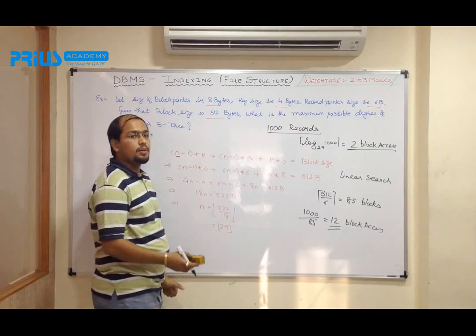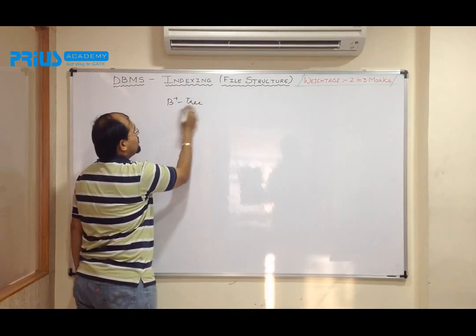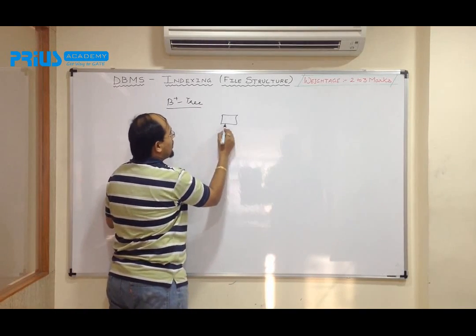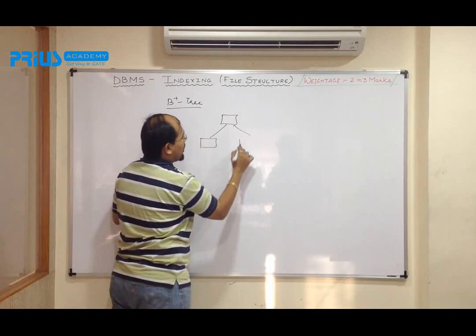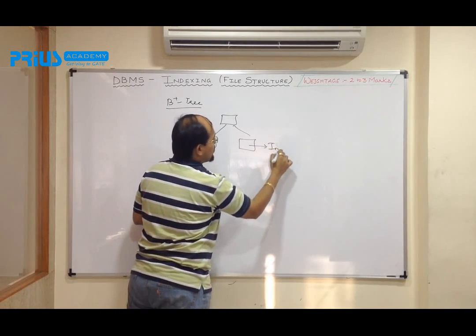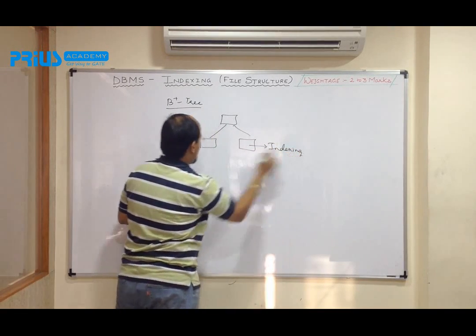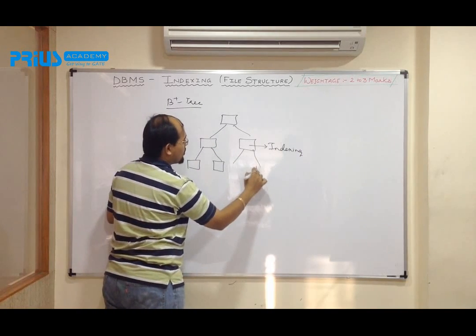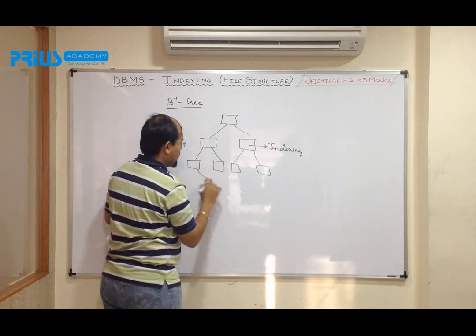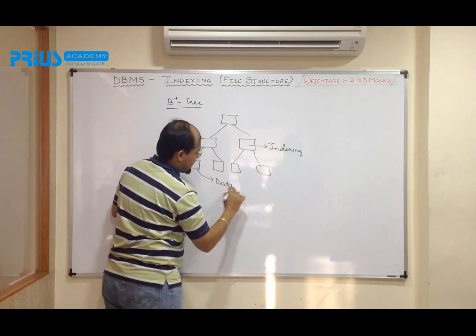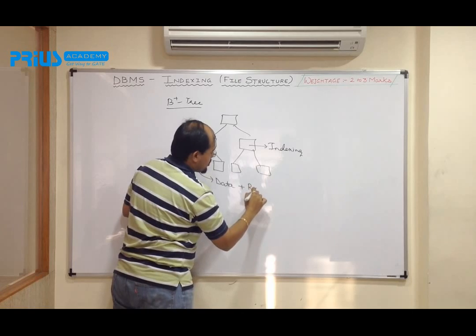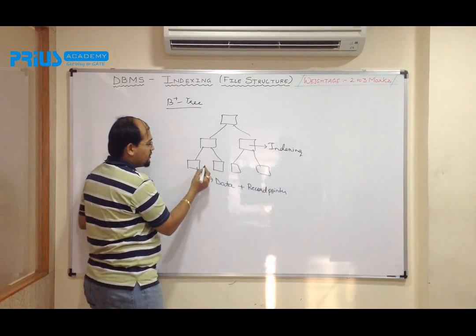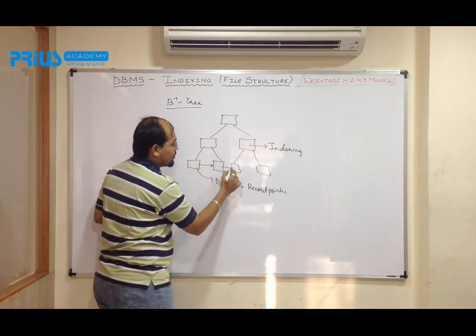So the next topic is B+Tree. You must know the difference between a B-tree and a B+Tree. In a B+Tree, your internal nodes are only used for indexing. You cannot store the data there. Whereas your leaf nodes, assuming that these are the leaf nodes, will have the data as well as the record pointer. Plus these nodes are connected. This is a linked list.